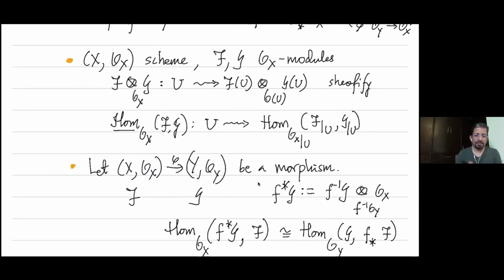And here are some basic constructions. Given a scheme X and given F and G, two O_X modules, you can define the tensor product by simply taking the tensor product over all the open sets, and then assigning that to the open set U.